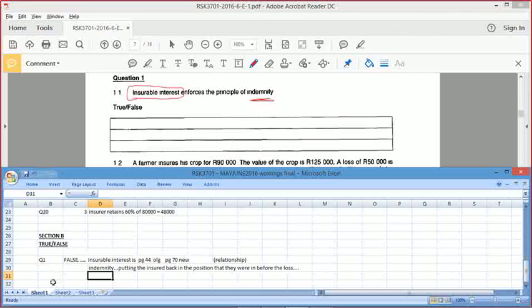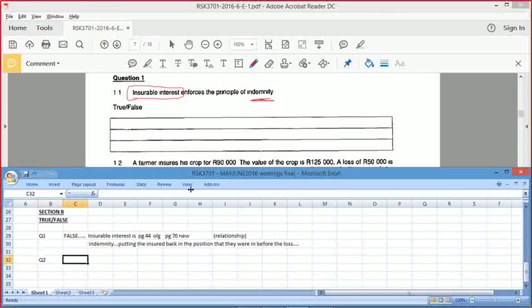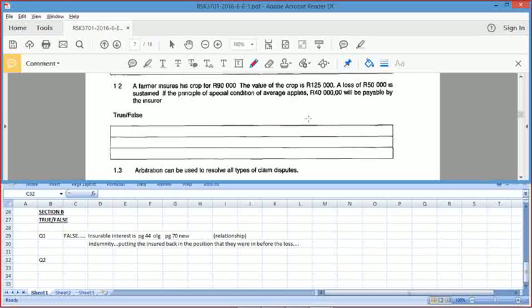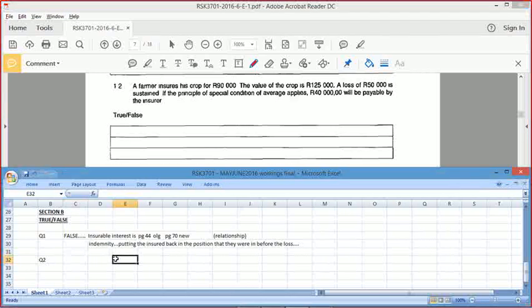Happy? Yes. Okay, let's look at question 2. Another pharma question here. It might even be the same question, but let's discuss. A farmer insures his crop for 90,000. The value of the crop is 125. The loss is 50. The principle of special condition of average applies. 40,000 will be payable to the insured. So let's check. What is 75% of 90,000?